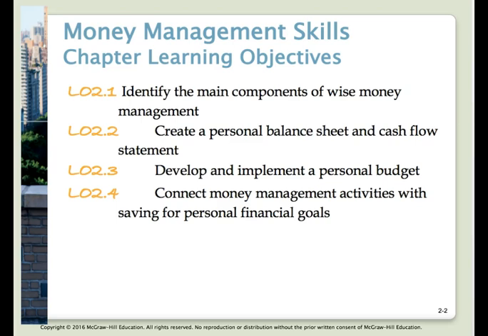Learning objective number 3 is to develop and implement a personal budget. So the budgeting process involves 7 steps, and we'll go through these one by one. You want to set financial goals, you want to estimate your income, you want to budget emergency funds and savings, you want to budget your fixed expenses and then your variable expenses, you want to record your spending amounts, and then you want to review your spending and savings patterns.